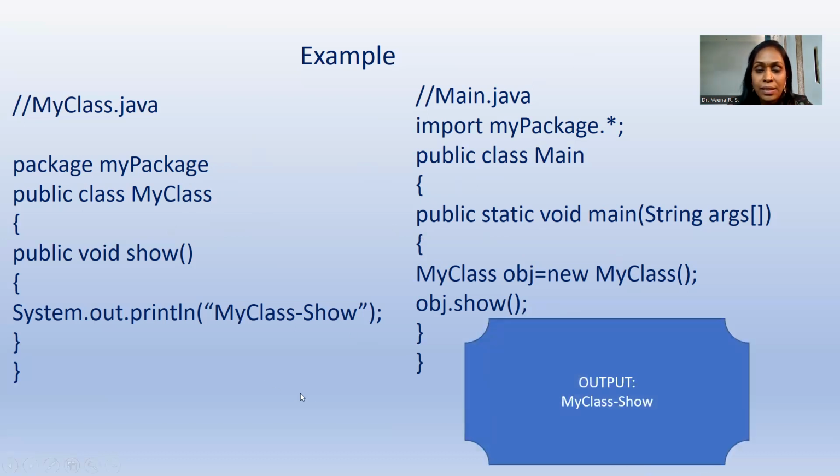So you can see here, the output of this will be my class show. Why is the output this? Because it is calling a show method via object obj. Obj is an object of my class, and my class is a class from my package. It will go to my package, take the meaning, and execute the program. This is how the output will be.